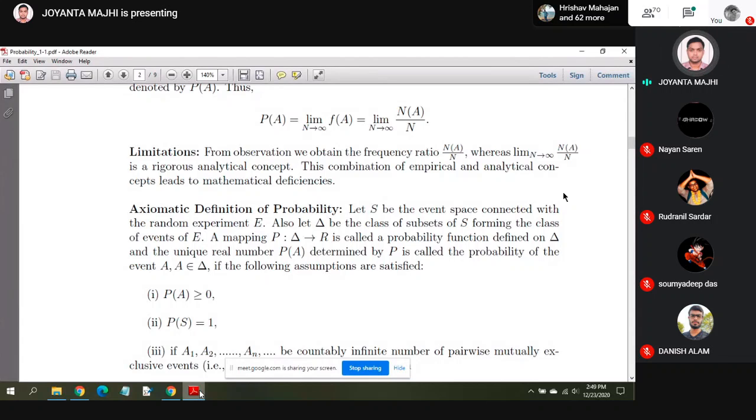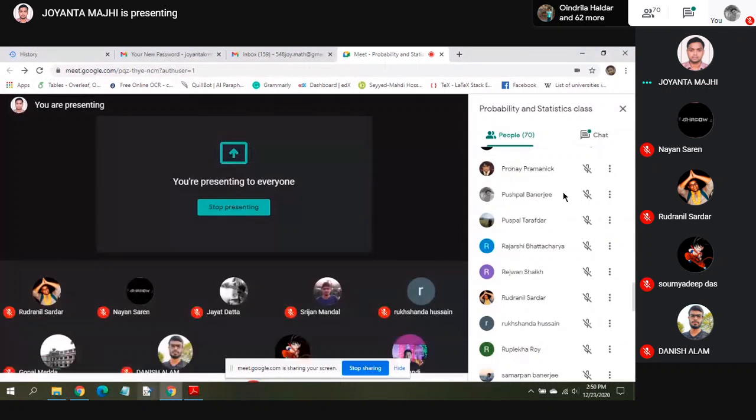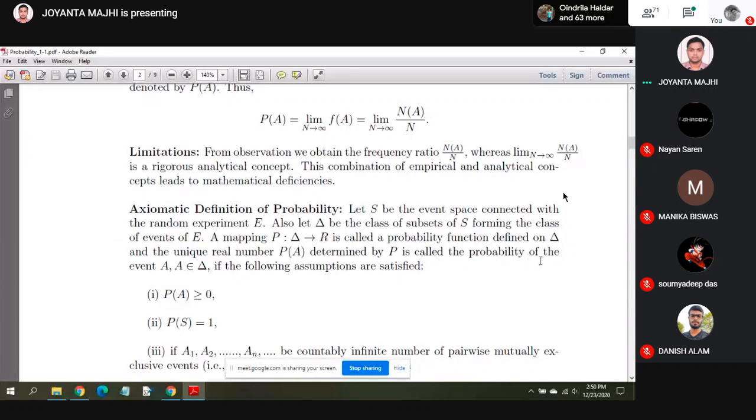Now we go through the axiomatic probability definition. Let S be an event space connected with a random experiment E. If there is a random experiment E, then there also is a random space or event space S. If delta be the class of subsets of S, then a mapping P from delta to R, the real numbers, is called a probability function, and the unique real number P(A) is defined as the probability of A. A is a sample point of the event space. Then it satisfies the following three conditions.